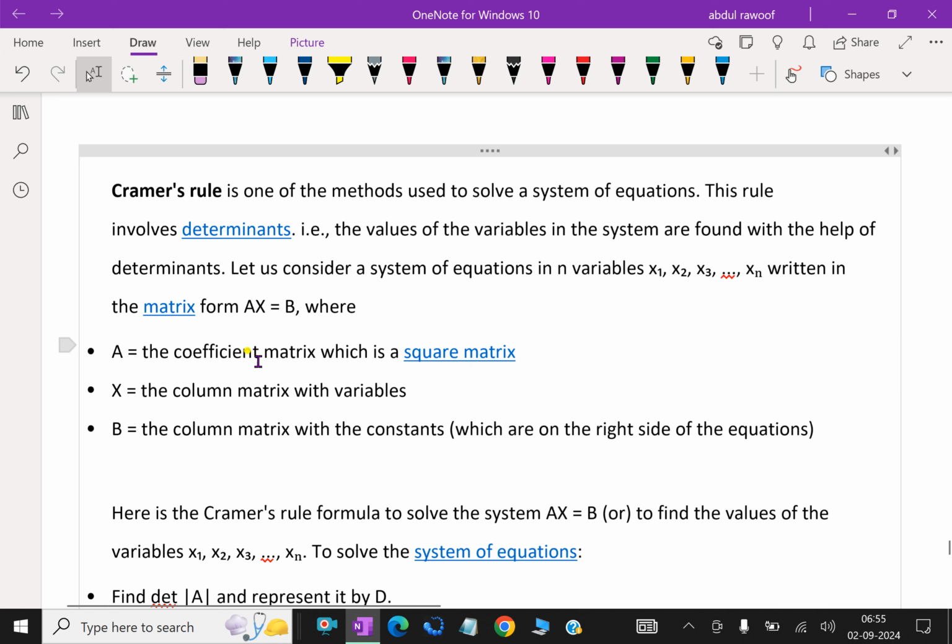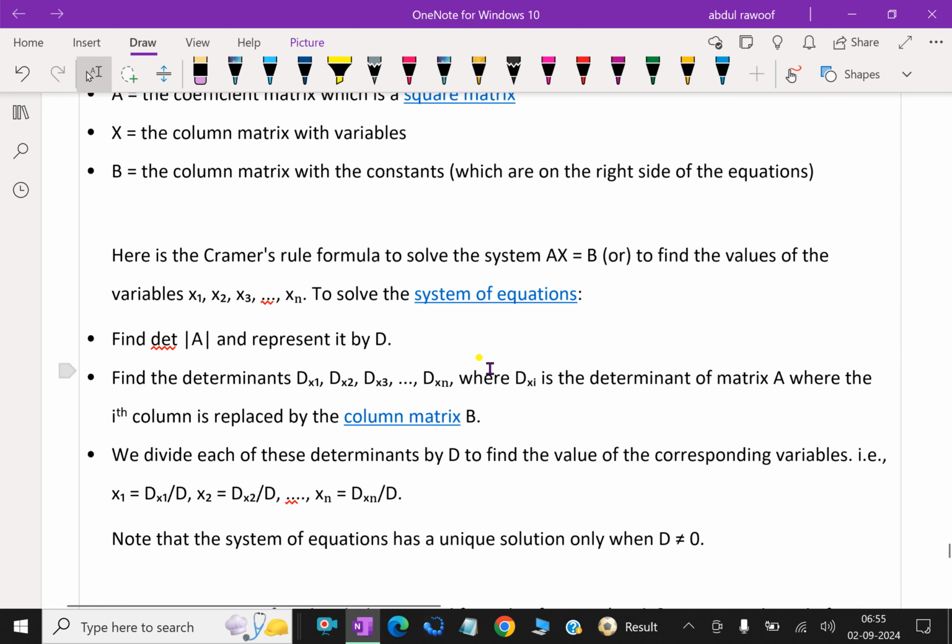Here, A is the coefficient matrix of the system of equations, which is a square matrix. X is the column matrix with variables, that is x1, x2, x3, like. B is the column matrix with the constants which are on the right side of the equations. Here is the Cramer's rule formula to solve the equation Ax equal to b, or to find the values of the variables x1, x2, x3 up to xn.